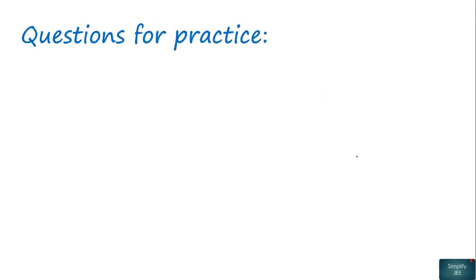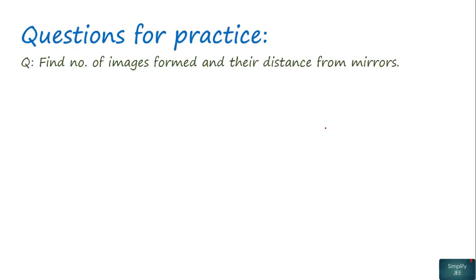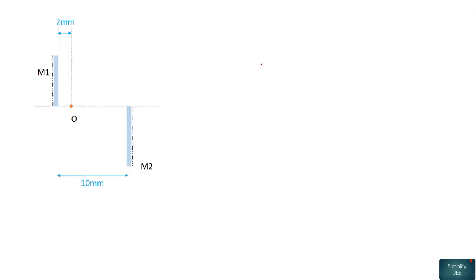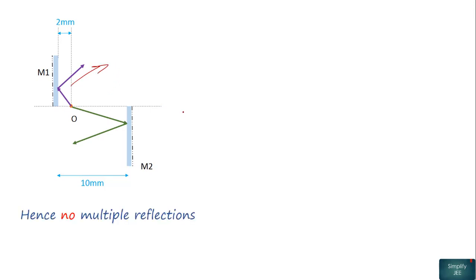Now in the next question, we have to find the total number of images formed and their distances from the mirror. Here this figure is given. Now in this figure, let's drop incident rays from the object on mirrors M1 and M2. Here we have the incident ray and reflected ray from M1. Here we have the incident ray and reflected ray from mirror M2. Hence in this case, as no length of the mirror is overlapping, the reflected ray from one mirror will never reach the other mirror.